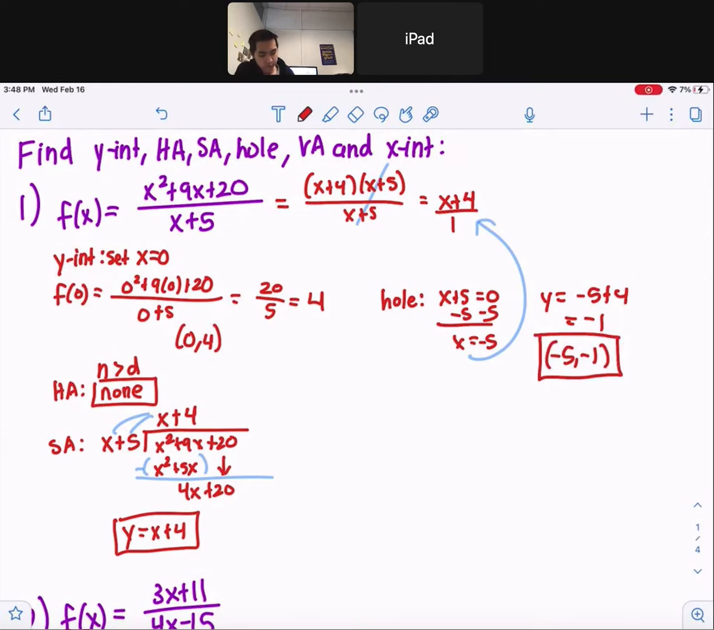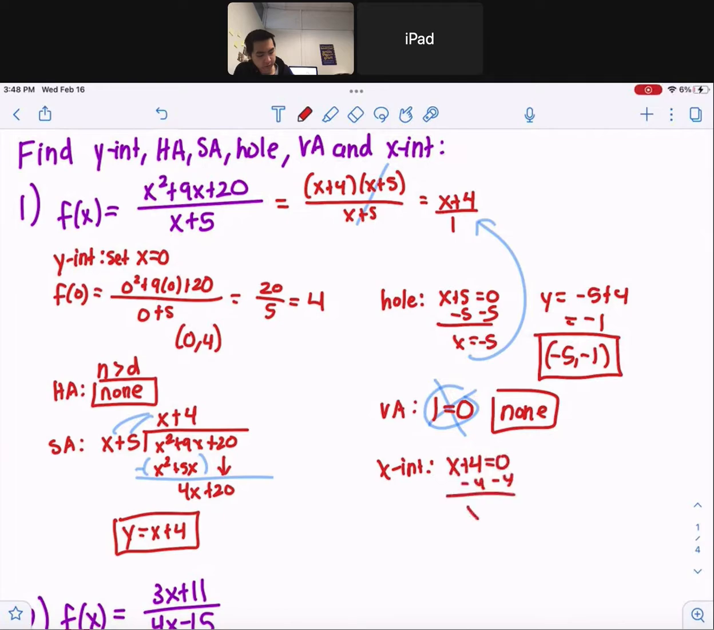Now, for your vertical asymptote, set the denominator equal to 0, but since the denominator is 1, and 1 cannot equal 0, this is going to be none. And then for the x-intercept, set the numerator, which is x plus 4, equal to 0, and subtract, and we get x equals -4. So as a coordinate, x-intercept, (-4, 0). So there's number 1.